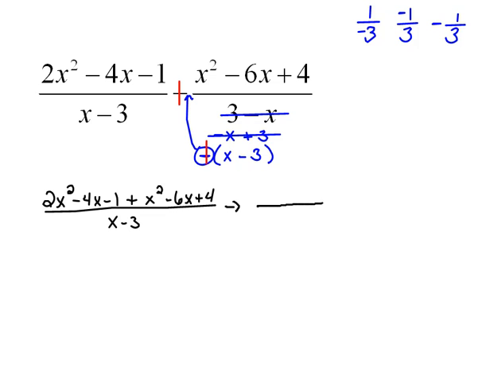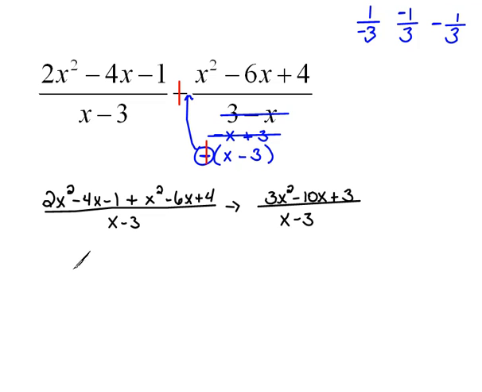Now we need to simplify that numerator. 2x squared and x squared is going to give us 3x squared. And a negative 4x and a negative 6x would give us a negative 10x. And then minus 1 plus 4 would be a plus 3, all over x minus 3. Now remember, our last step is to see if by chance anything will cancel.